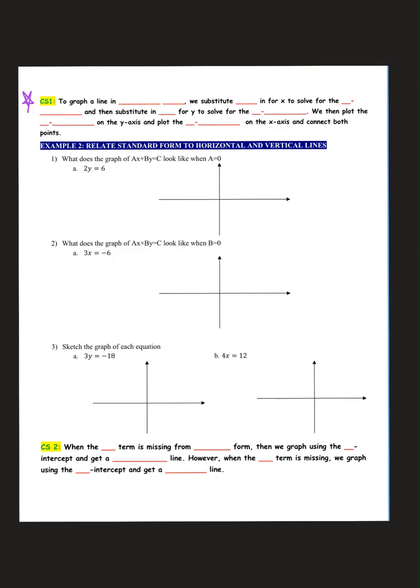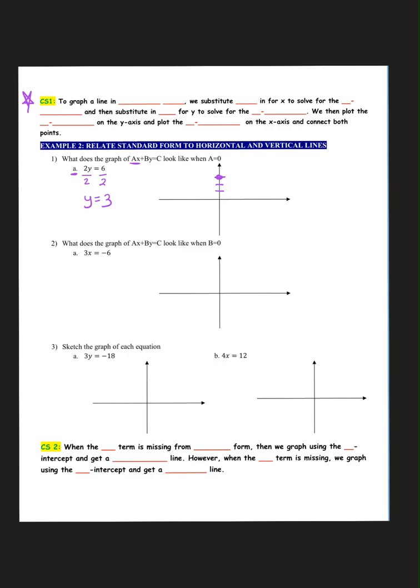What does the graph of ax plus by equals c look like when a equals 0? So if you look at this first guy, there is no ax term. That guy's missing. So we are left with by equals c. That's what we're left with. So what we're going to do is we're going to get y by itself. I divide by 2, and I get y equals 3. So that's a line. I know it looks like it's not, but it's a line. It's not a point. So I'm going to go to the y-axis at 3. 1, 2, 3. I'm going to put a point there.